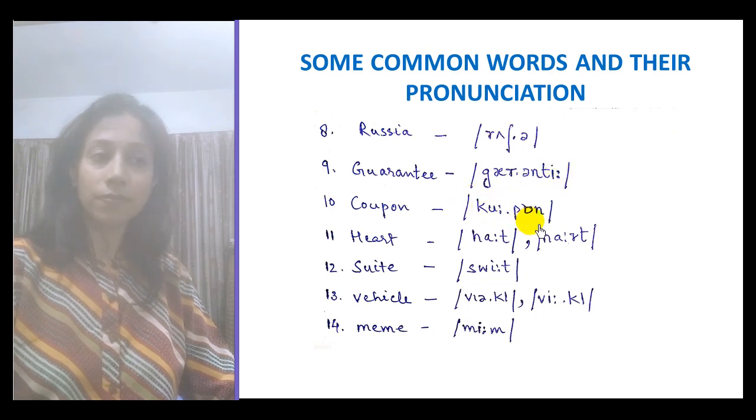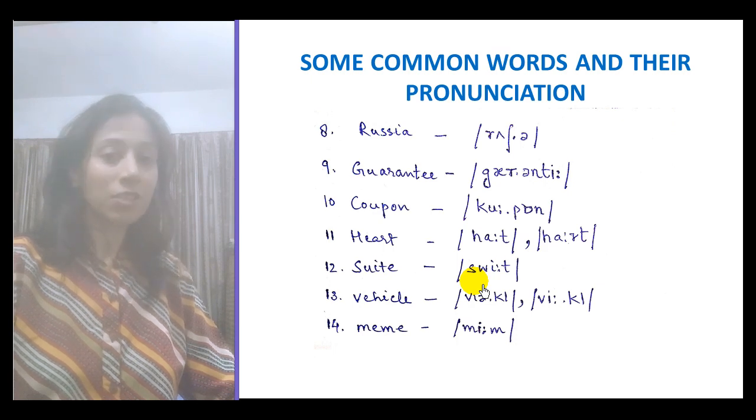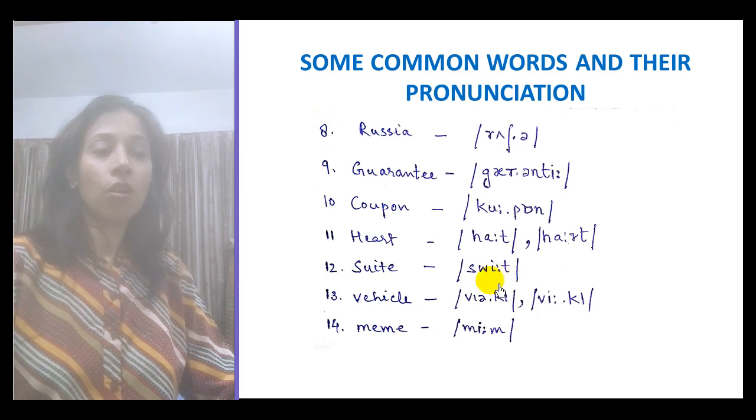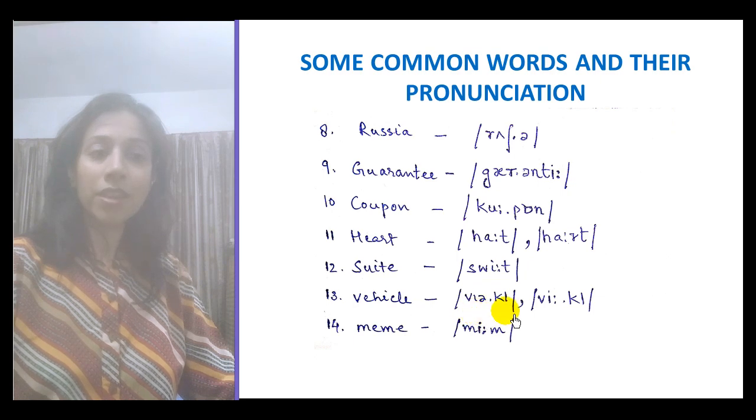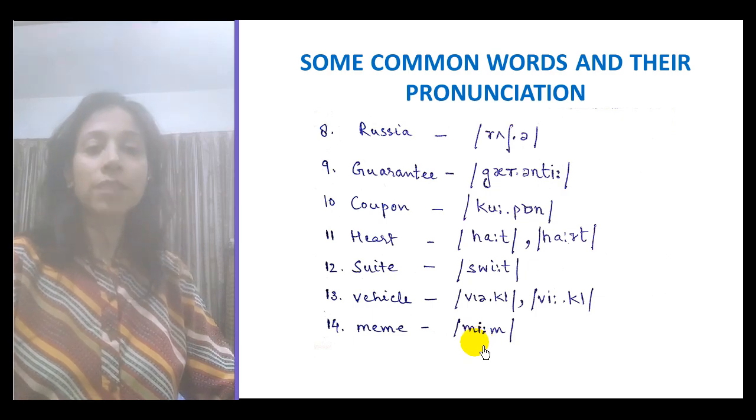Coupon. Next is heart or heart. Both are correct. It is not sweet. It is sweet. Right, it is sweet. Next one is vehicle. Vehicle or vehicle. It is not vehicle. So it is vehicle or vehicle. Then next one is, which we all know and we keep sending it across to our friends most of the time, on WhatsApp or on Facebook, they are called meme.